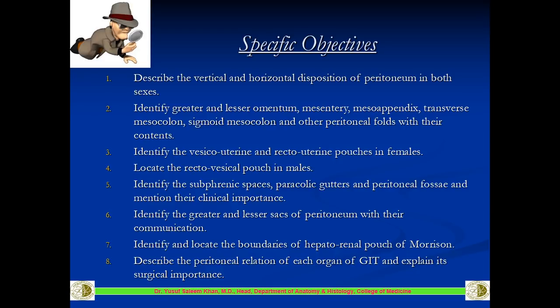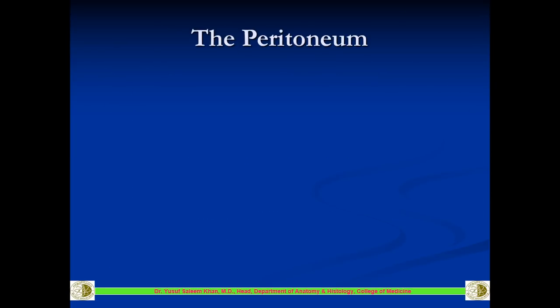Morrison's pouch. And the eighth is to describe the peritoneal relations of each organ of the GIT and explain its surgical importance. Okay, these are some of the specific objectives which we'll try to highlight in this lecture.